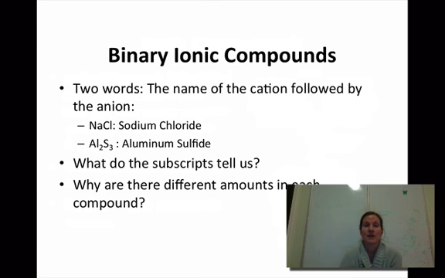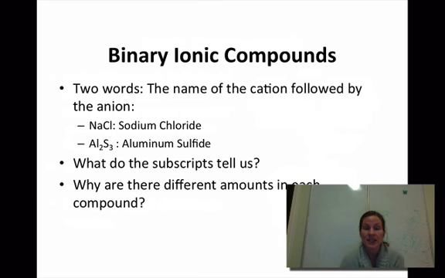So, binary ionic compounds, how do you name them? Well, every binary ionic compound will contain 2 elements, a metal and a nonmetal. The metal is going to be your cation, the nonmetal will be your anion. And honestly, naming them is super simple because you're just going to name them what they are. So your cation you will name based on the metal, sodium, aluminum. Your anion you will name what the nonmetal is, replacing the ending with "ide", so chloride or sulfide.